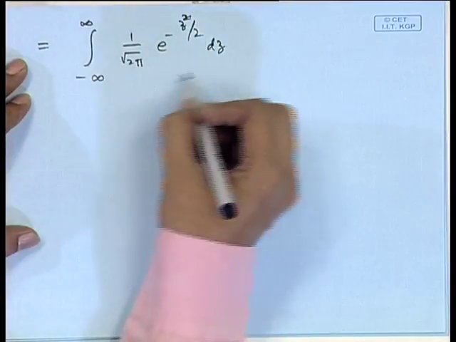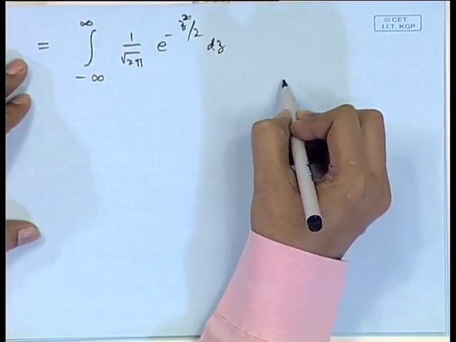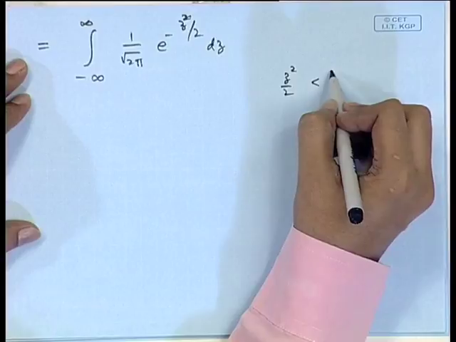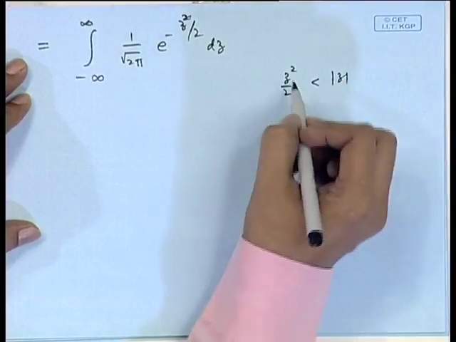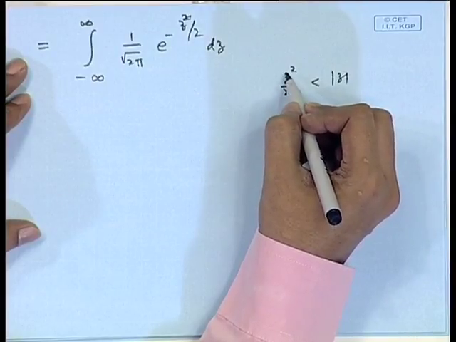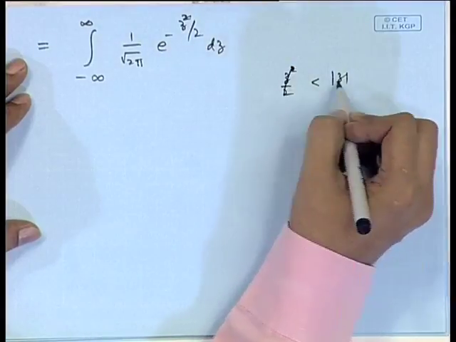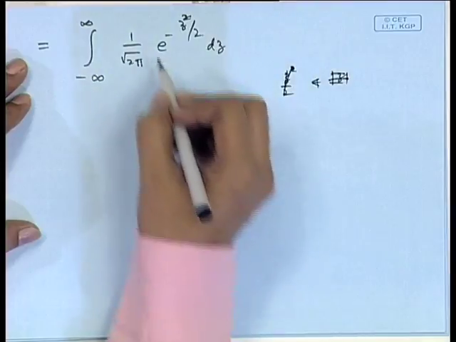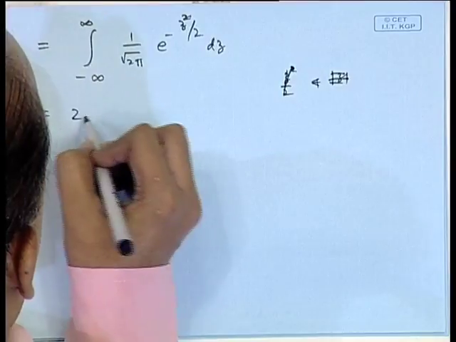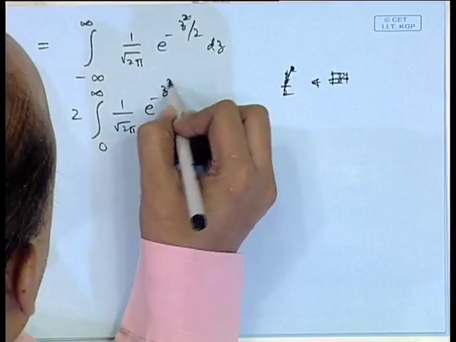So, we observe here that first of all it is a convergent integral, because we can write this z square by 2 as less than modulus z, and here we can consider two regions: one is modulus z less than root 2 and the other is modulus z greater than 2. So, basically this entire quantity e to the power minus z square by 2 can be considered to be bounded, and therefore this is equal to 2 times the integral 0 to infinity of 1 by root 2 pi e to the power minus z square by 2 dz.